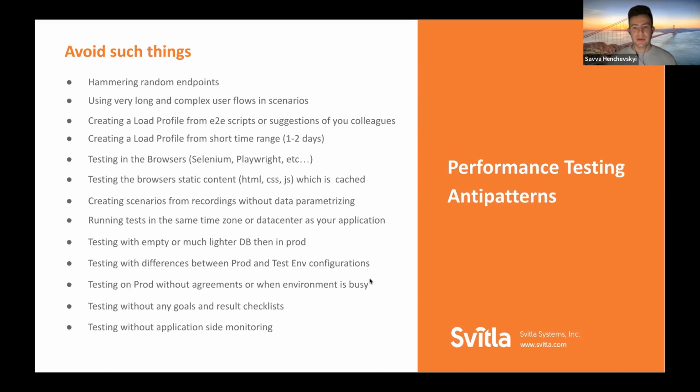Testing without any goals and result checklist. Every test should have its own exit criteria and goals to be able to make the right decision about your results. Testing without application side monitoring. As I mentioned before, application side monitoring is 50% of your success. It will be like black box testing without it, because sometimes the overall throughput that you're getting on the client side can tell you nothing.